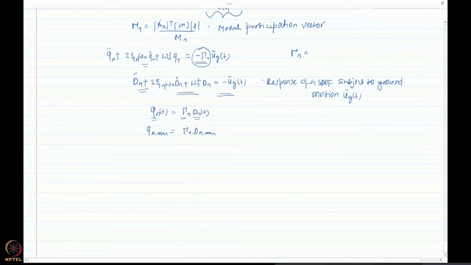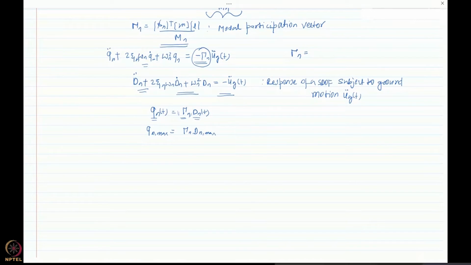Okay, gamma n is just a function of the mode shapes and all those things. Okay, in this expression here, there is no time. So whenever Dn reaches the maximum value, qn is basically that multiplication multiplied by this factor here. So it would reach the maximum. So at least for that single degree of freedom system, if I know the Dn max, qn max is also known. Okay, all right.